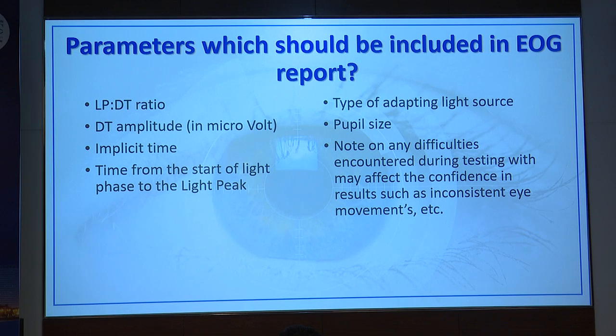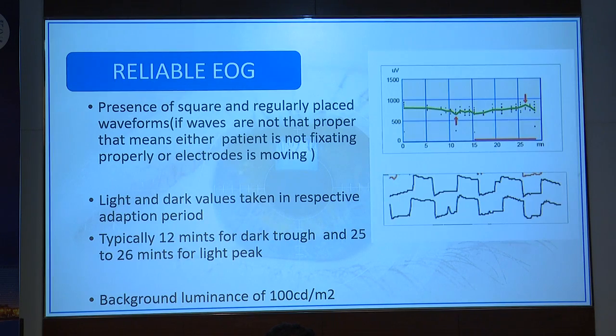So what are the parameters that should be included in the EOG report? LP by DT ratio, dark trough amplitude in microvolts, implicit time, time from the start of the light phase to the light peak, type of adapting light source, pupil size, and note also any difficulty encountered during testing which may affect the confidence in results such as inconsistent eye movement.